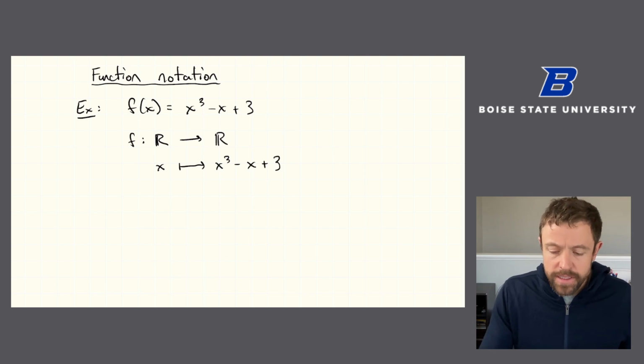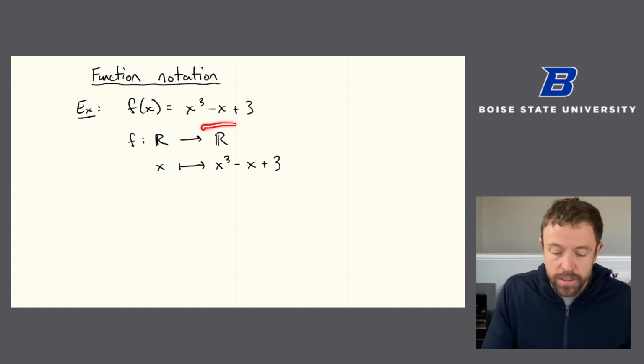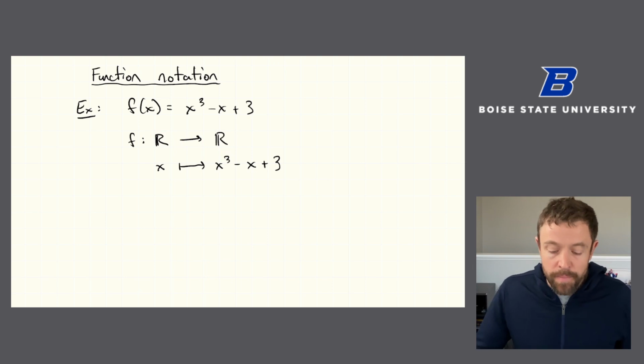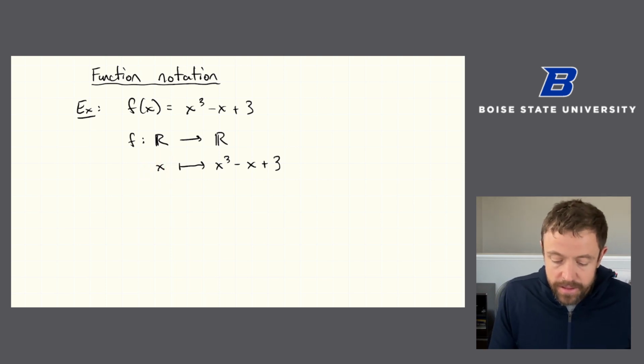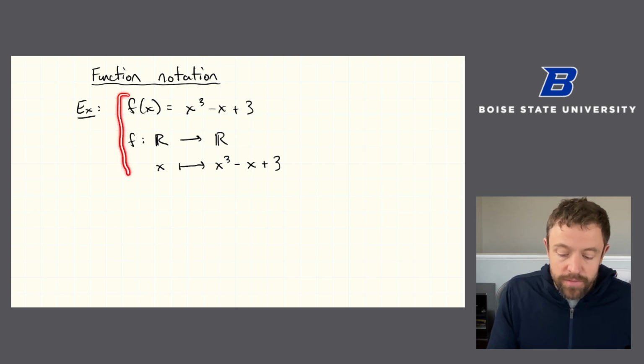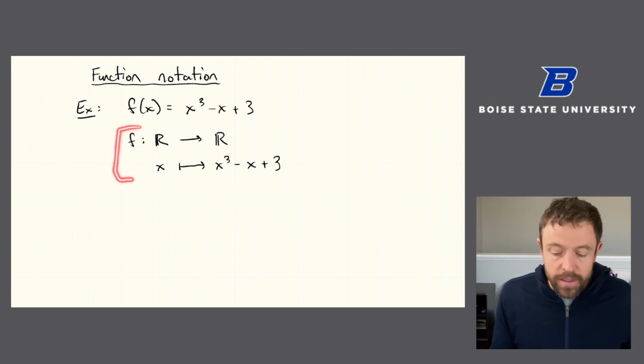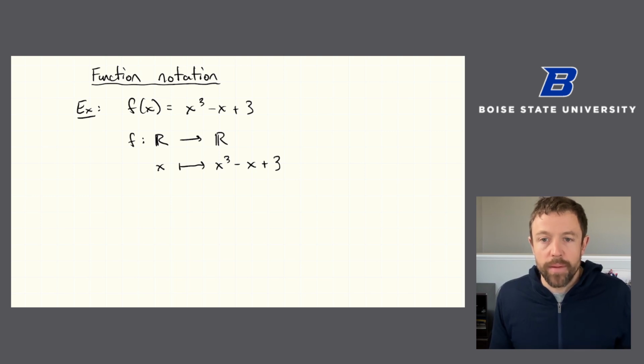And what this is saying, if I read this across, is f is a function from the real numbers to the real numbers. So I've started by specifying what is the domain, what are my inputs, and what is the codomain, what are my possible outputs. And then this next line is telling me where to send anything. This is saying that x is mapped to x cubed minus x plus 3. These 2 pieces of notation represent the exact same function. This one just has more information about what the domain and codomain are.